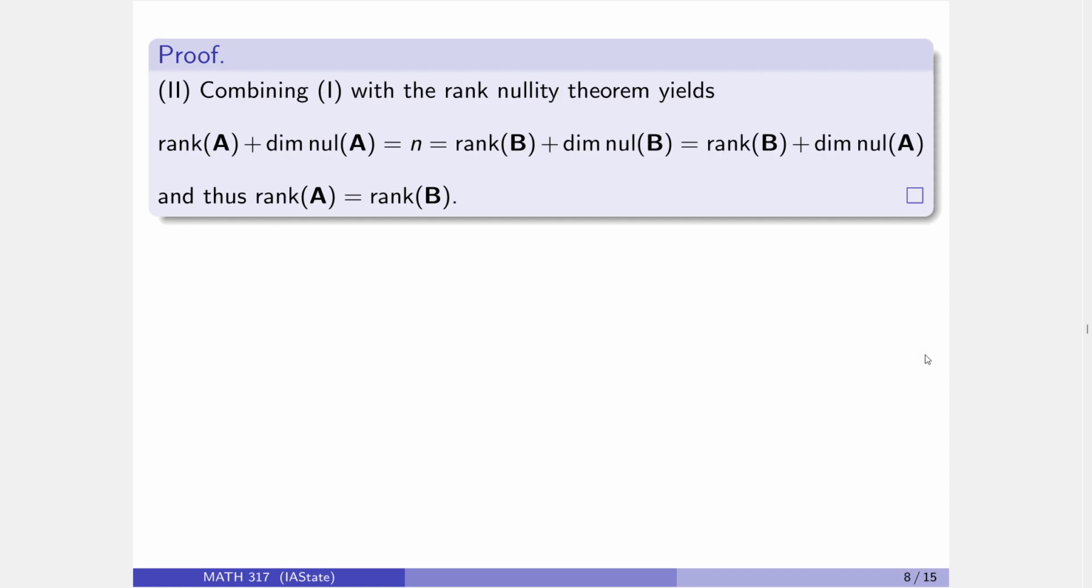And thus, by the rank nullity theorem, the dimension of these null spaces would have to coincide with each other, because the rank plus the dimension of the null space is always the number of columns, and A and B have the same number of columns, so this result is true. So the dimension of the null spaces drop out.